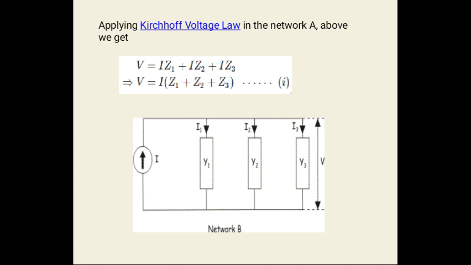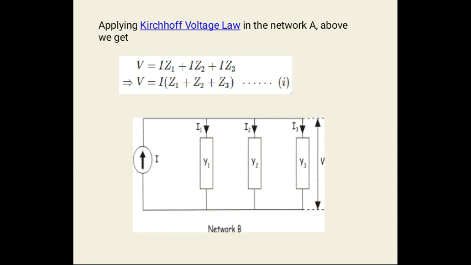Now simplifying the equation, V is equal to I times (Z1 plus Z2 plus Z3). Equation number 1. We know that in a series circuit, the value of current in each element remains the same.